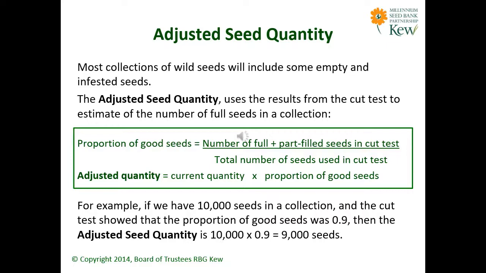We can then work out the adjusted quantity by taking the current quantity and multiplying it by the proportion of good seeds. For example, if we have 10,000 seeds in a collection and the cut test or X-ray show that the proportion of good seeds was 0.9, then the adjusted seed quantity is 10,000 times 0.9 equals 9,000 seeds.